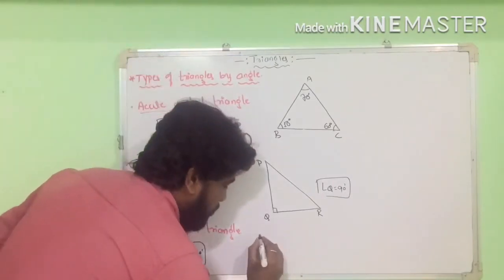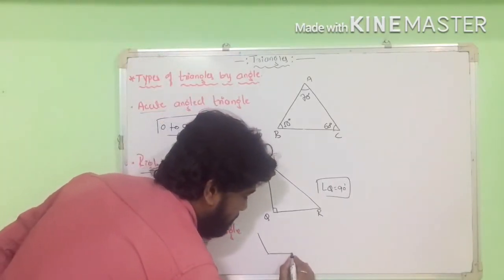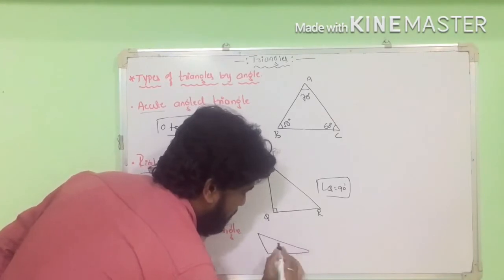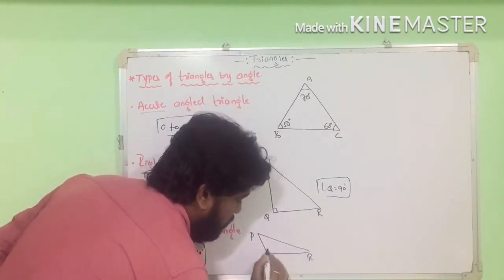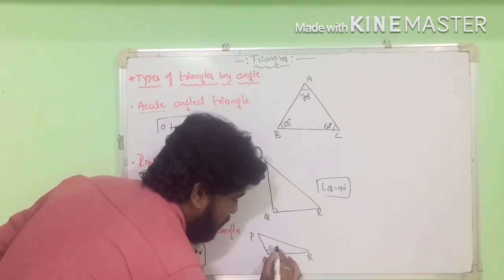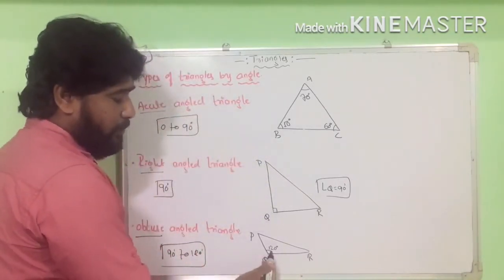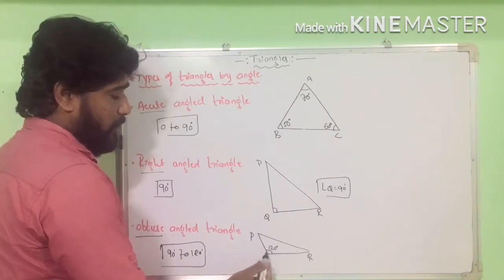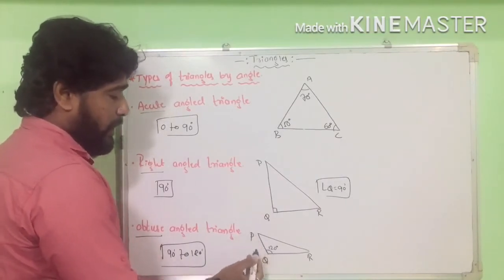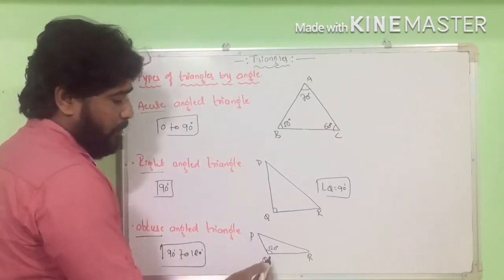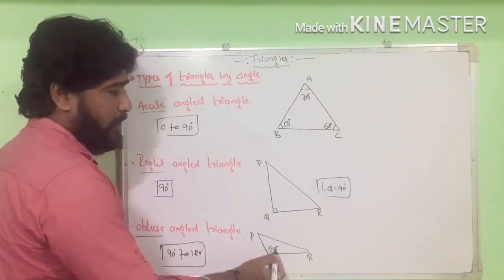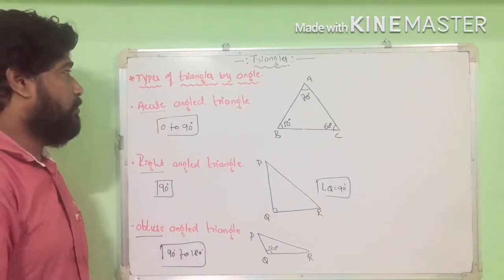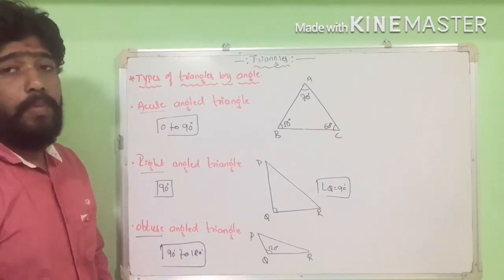So it means, for example, triangle PQR. So this angle is 120. So 120 means it is an obtuse angle. So in this triangle, the triangle PQR is called an obtuse angle triangle because the angle Q is 120 degrees. So this is all about the types of triangles by angles.